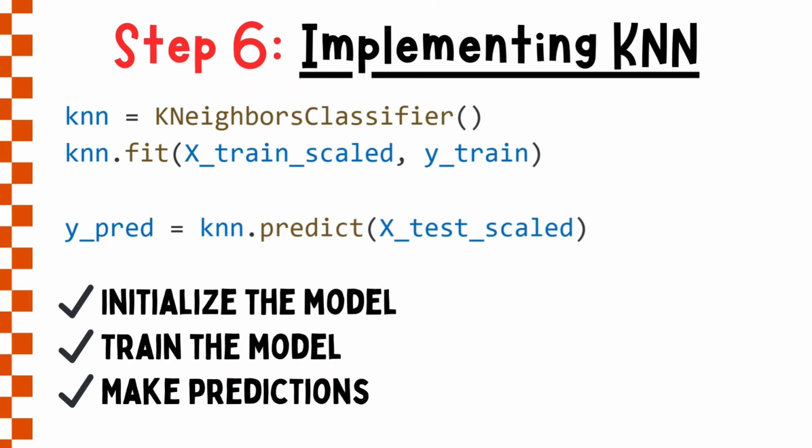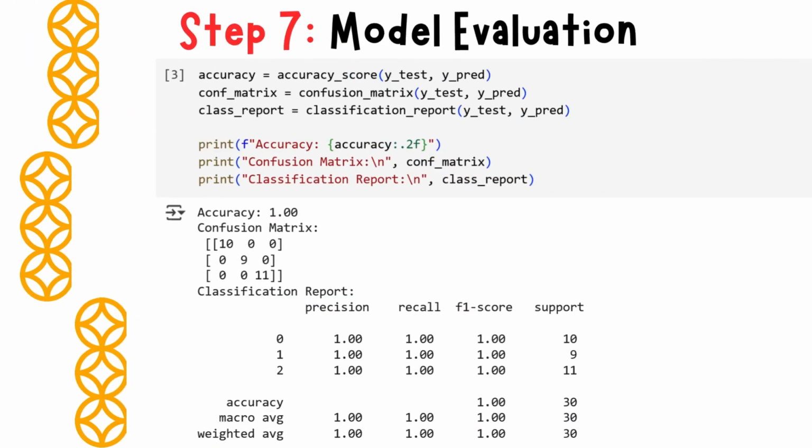Step 6. Implementing KNN. Now comes the exciting part, training our KNN model. Initialize the model, knn = KNeighborsClassifier. Train the model, knn.fit(X_train_scaled, y_train). Make predictions, y_pred = knn.predict(X_test_scaled). Just like that, our first version of the KNN model is ready. But how well does it perform? Let's find out.